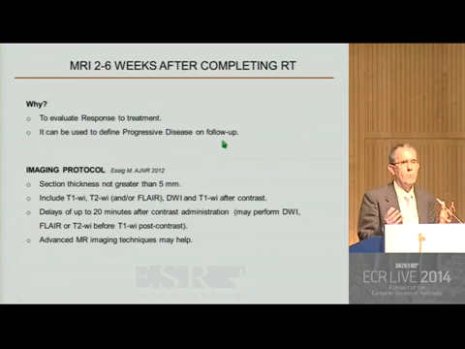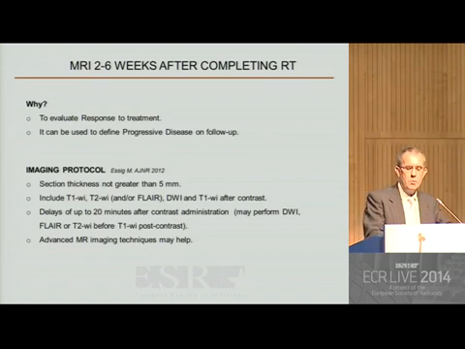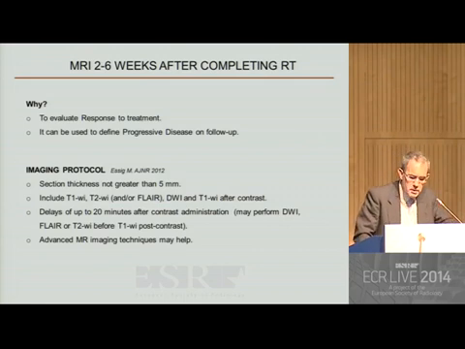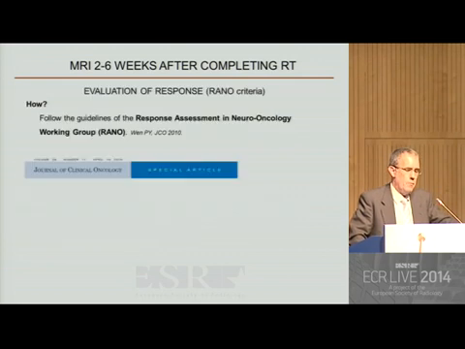If there is some kind of response and the size of the tumor is smaller, this is the exam that we have to use as baseline to define progressive disease. The protocol that the experts suggest is to obtain sections not greater than 5 millimeters. We need to include T1 weighted, T2 weighted, FLAIR, diffusion, and T1 weighted after contrast. The experts recommend that we wait up to 20 minutes after contrast administration to obtain a higher level of contrast enhancement. In this period of time, you can perform diffusion, FLAIR, or T2 weighted images. And the experts say that advanced MR imaging techniques may help.